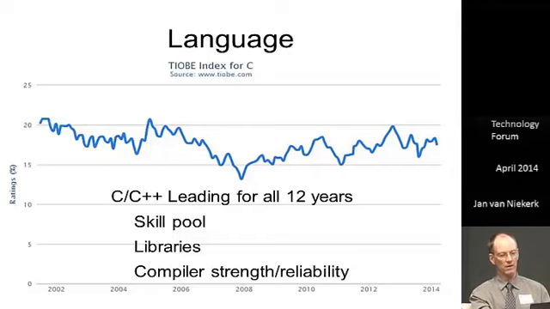That means your skill pool is large. You can get lots of people who do the work. You can find very good libraries, and you can find an excellent compiler if you use C. For all other languages, those are red flags.